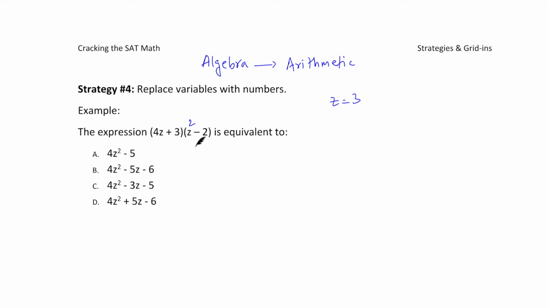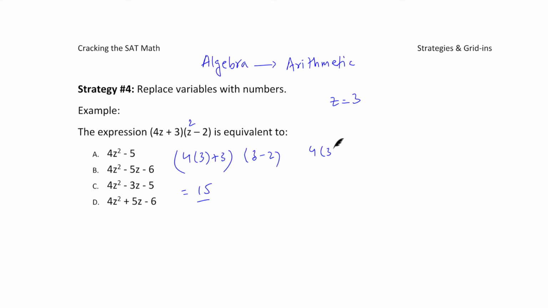Okay, so if I take z as 3, I will get 4 into 3 plus 3 and 3 minus 2. So I am getting 4 into 3, 12, 12 plus 3, 15, 15 into 1, this is 1, so 15. That's like my target answer. Okay, so now we need to put 3 in these option choices, and wherever we get 15, that's it. That will be our answer. Let's try the first option choice.